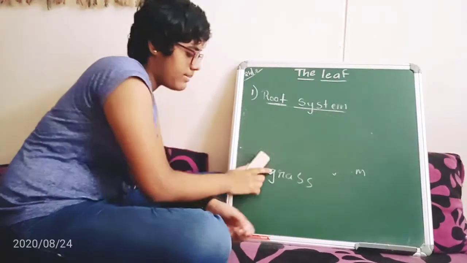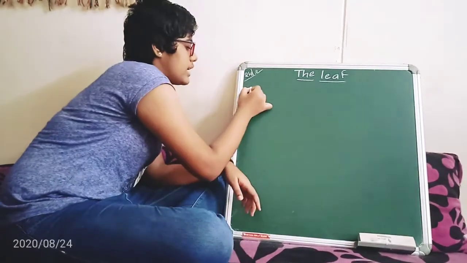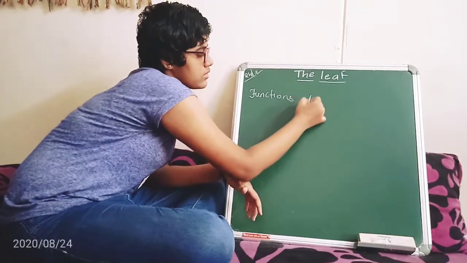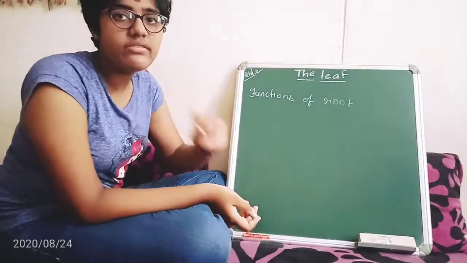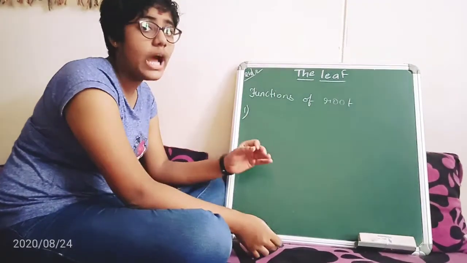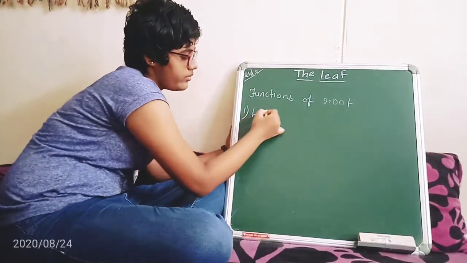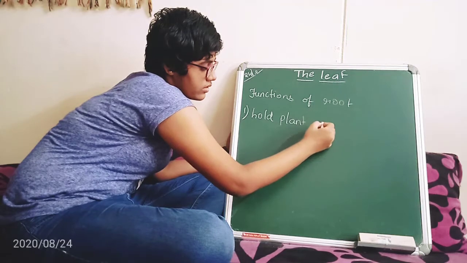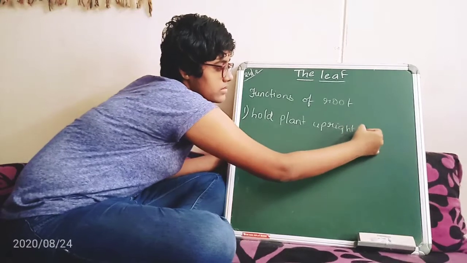Now we are going to learn about the functions of the root. What are the functions of the root? There are three main functions of the root. One is to hold the plant upright and give support.